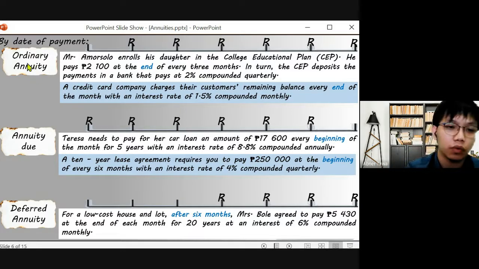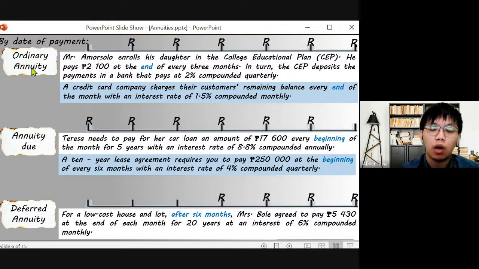We have your ordinary annuity. If we talk about ordinary annuity, the payment is done at the end of the payment interval. Like for example, if every month yan na payment, therefore yung first payment is gagawin sa last day ng first month. And same din sa second month, gagawin din yung next payment dun sa last day ng second month. So that is every end of the month or every end of the payment interval.